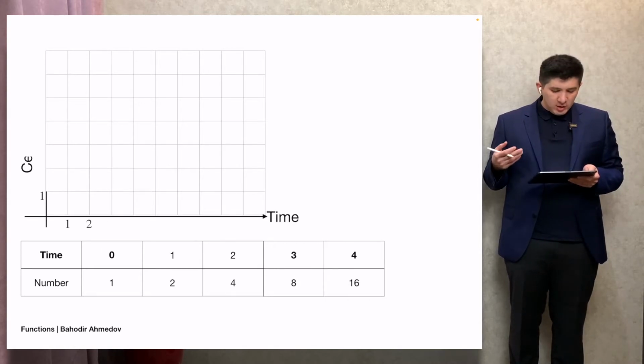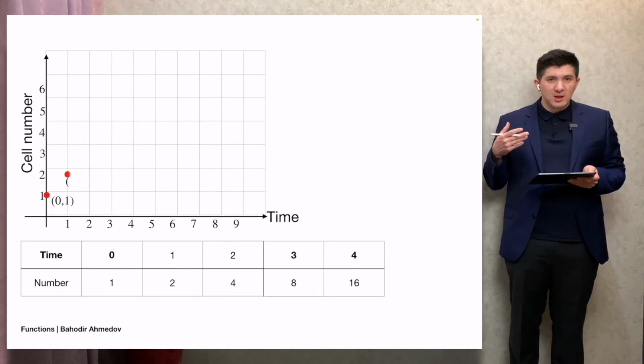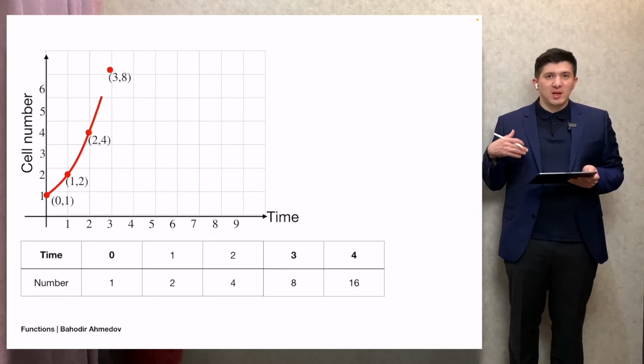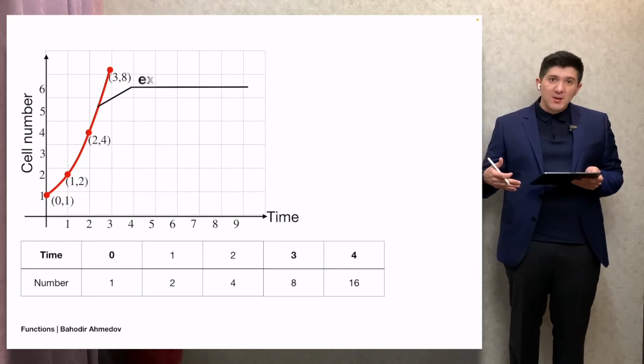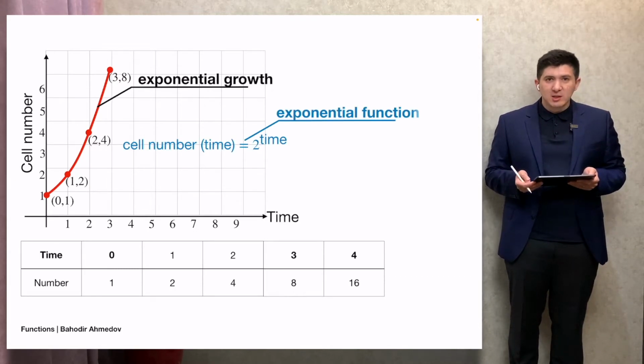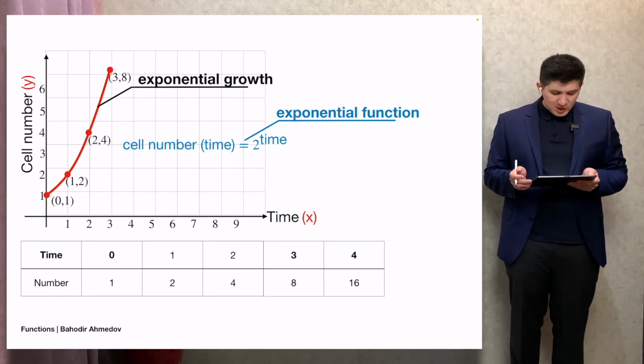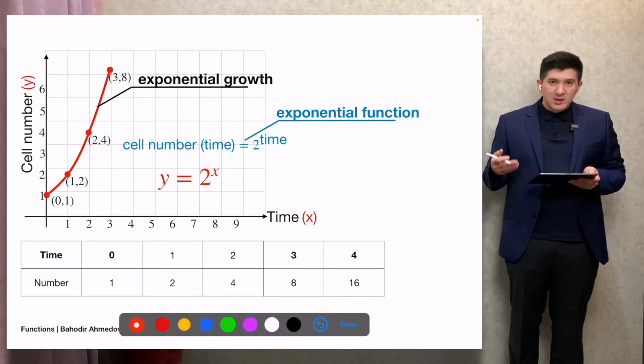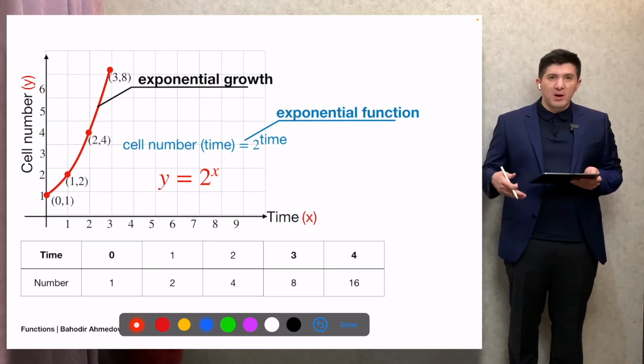And now, if you put the points onto the graph, onto the XY axis, by putting the time versus the number of cells, you're going to get the exponential function. So essentially, the number of cells is going to be equal to 2 to the power of the time, right?